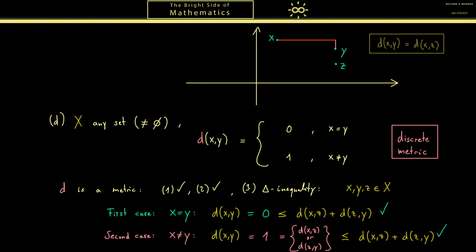Okay, so now we have a few examples of metric spaces we can work with, and in the next video I will talk about other objects we find in metric spaces.